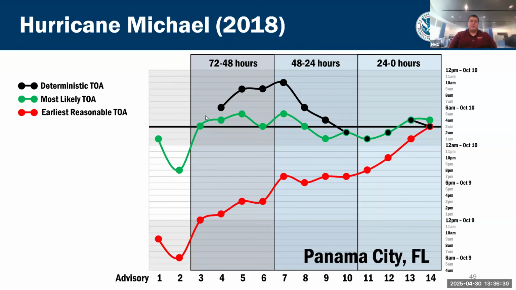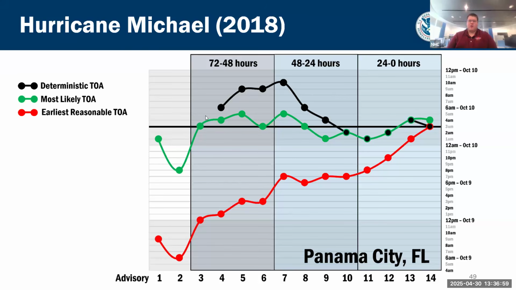So you can see, just looking at the most likely, this is an example where the most likely actually fared out pretty well. It hovers up and down for the most part around that horizontal black line. And if you would have worked with the most likely, you would have gotten there right about on time. So most likely came in around that 3 a.m. mark for even 0 to 24 to 72 hours. It hovered, an hour here or there, around that time.